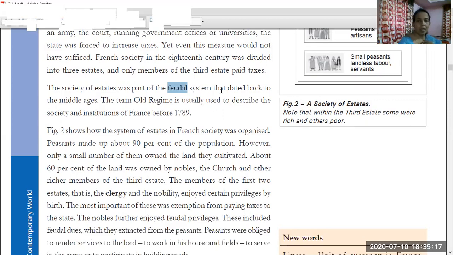The feudal system dated back to the Middle Ages. The term old regime is used here to describe the society and institutions of France before 1789. Whenever the old regime is used, it means it is describing the society and institutions of France before 1789.